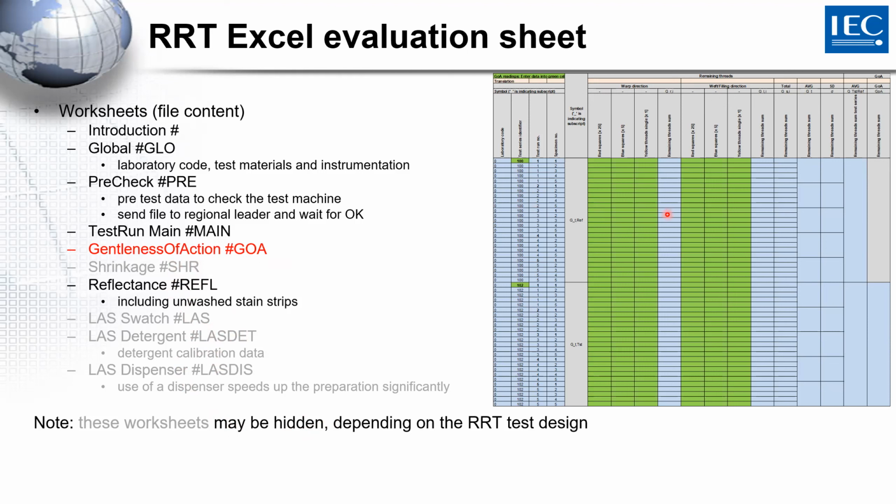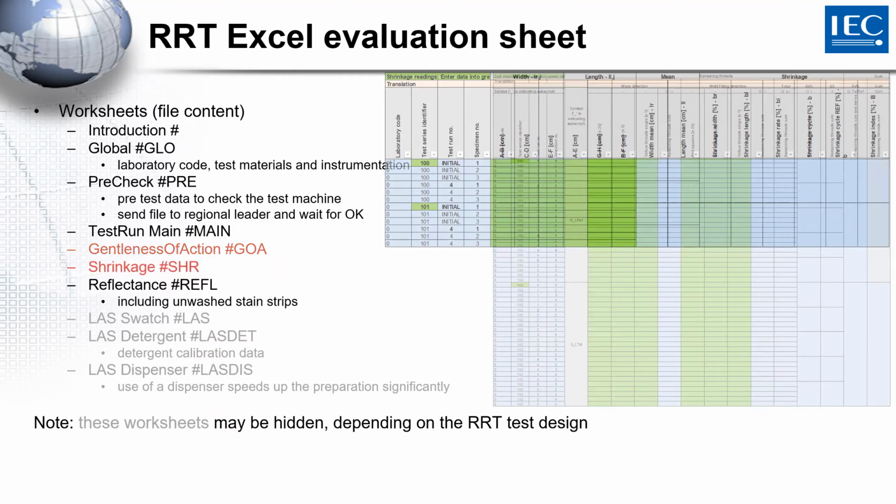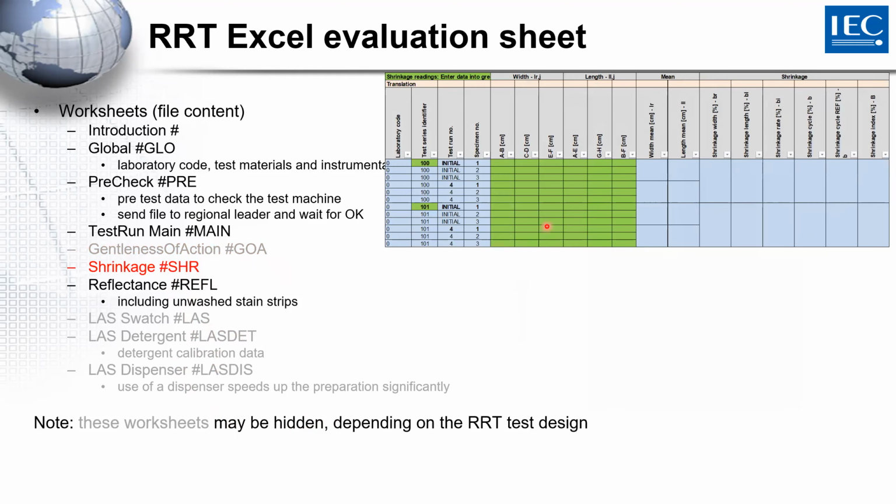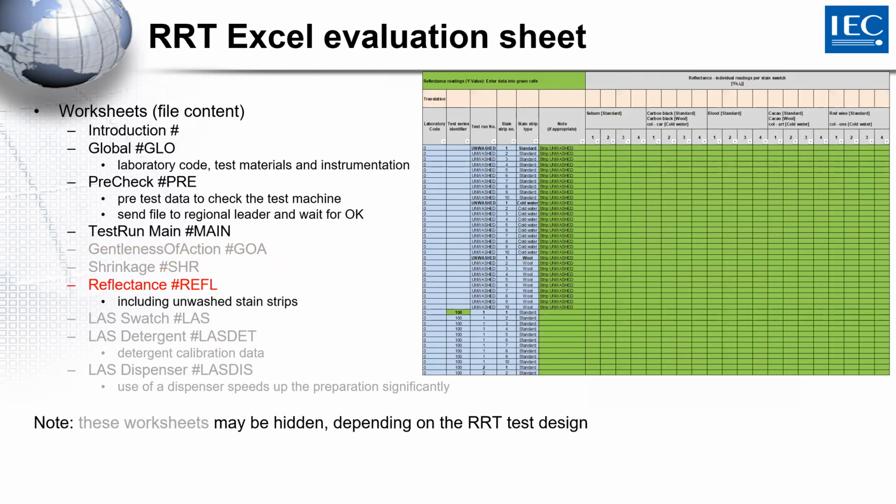And this is gentleness of action. And the next one is shrinkage. And then we have the worksheet for the reflectance value. This is a larger one.